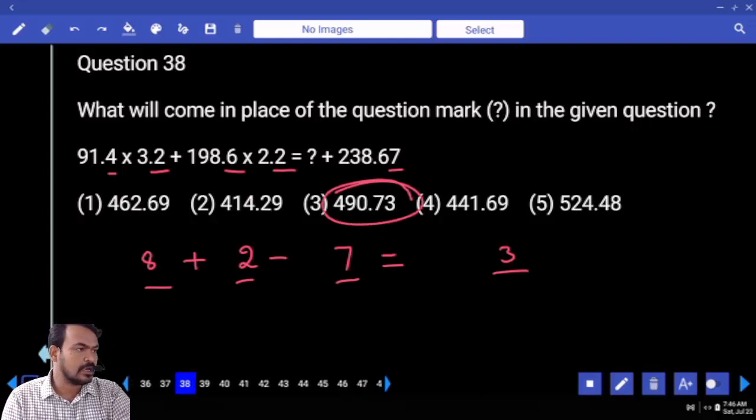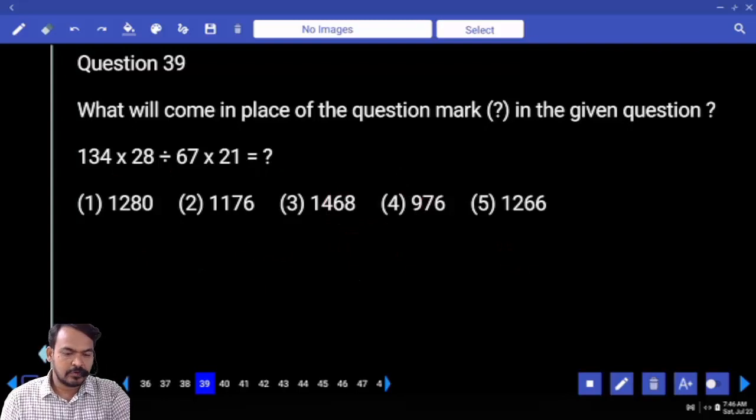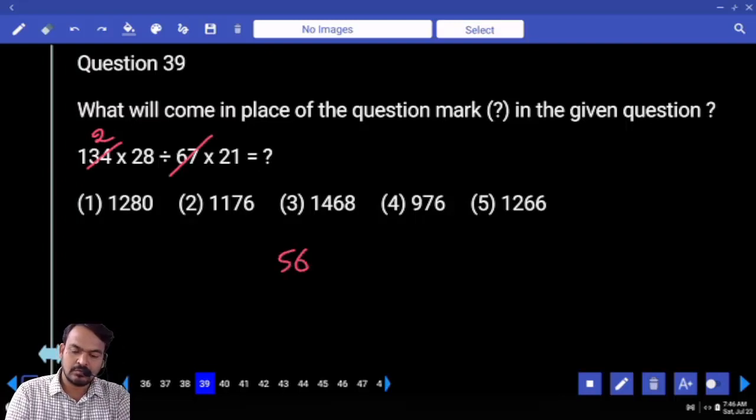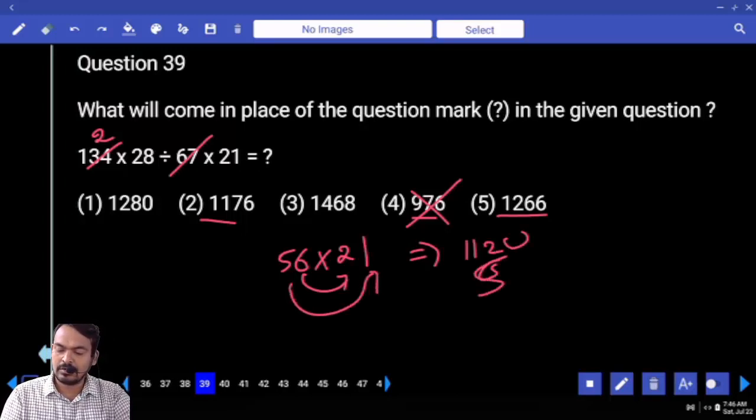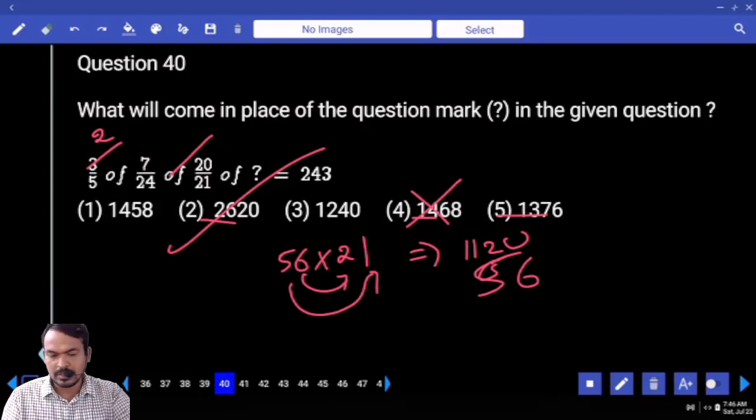Next question number 39. 134 into 28 divided by 67. 67 exactly 2 times or not? 2 into 28, 56 into which one? 21 or not? Answer should end with 6. How many options? 3 options are in that. 976 definitely not possible or not? Because it is more than 112 or less than 112. More than 112. 56 2 times means 1120. 56 1 time means 56. What is the total answer? 1176.